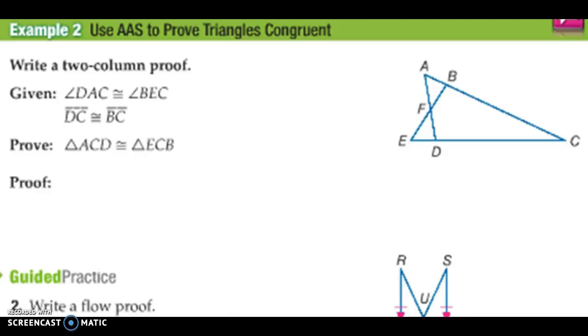Alright, so we have to write a two-column proof proving why triangle ACD is congruent to ECB.